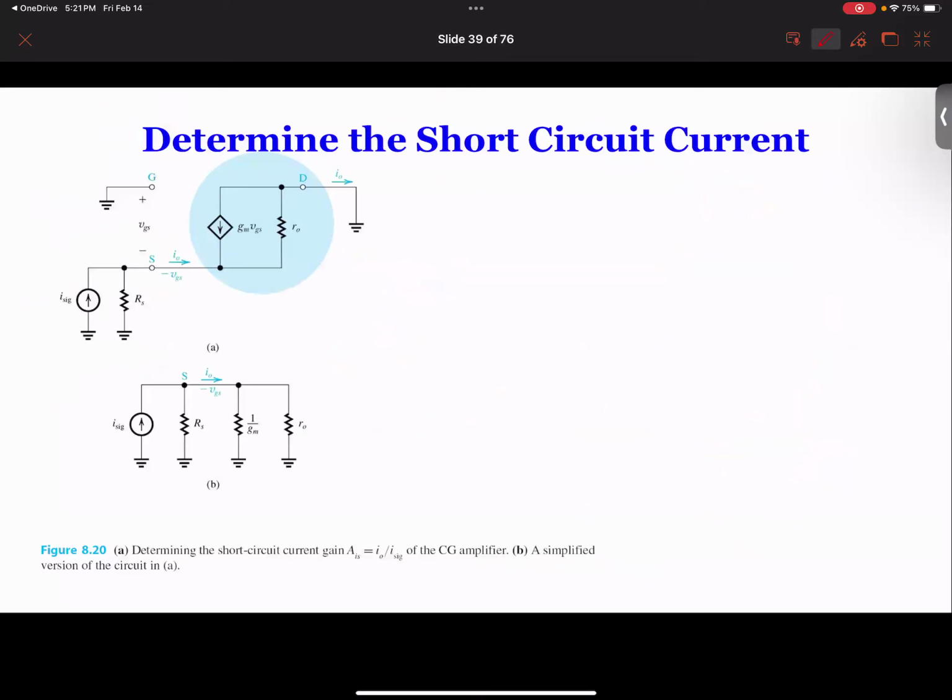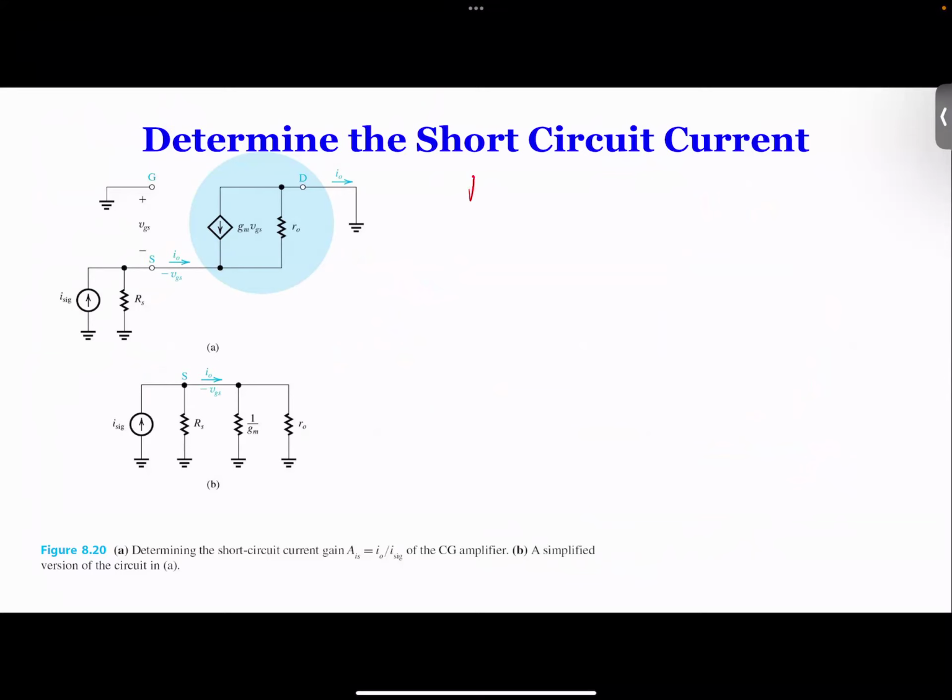Next, we're going to look at the short circuit gain. Why call it short circuit gain? Again, we're looking at output current because this is current input, current output. So we're looking at current gain, which means we define the current gain to be AIS equal to output divided by input. Now, Io is short circuit current. So we're going to do that.